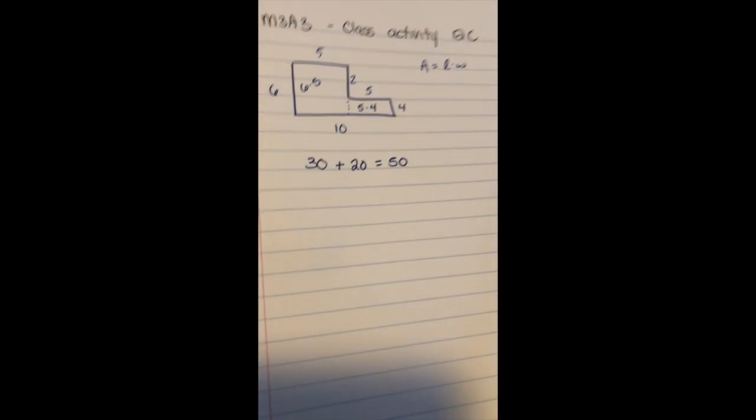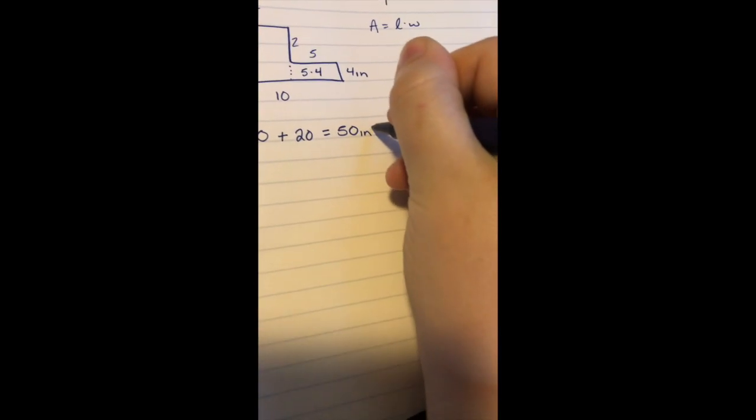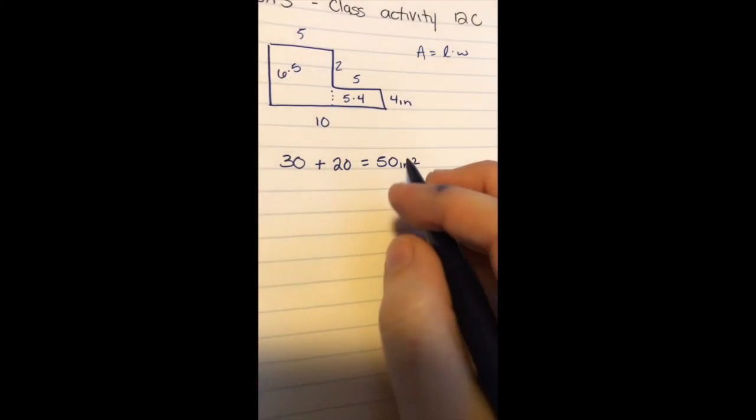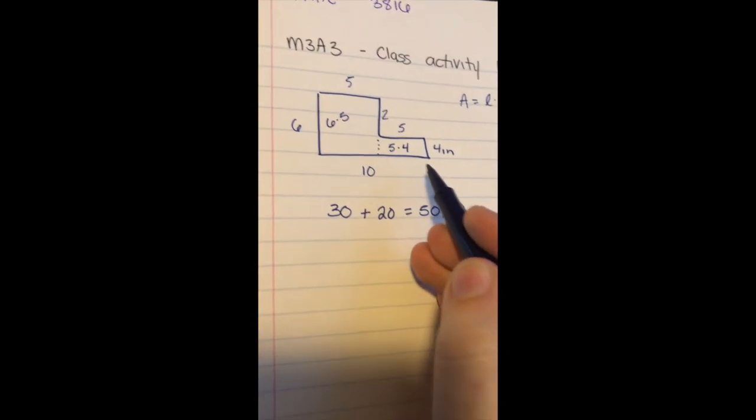Okay, perfect. So our area is 50, and if we were given this in, say, inches, what would our units be? Inches squared. Right, inches squared. And anything with area has the squared, the little 2 on top of it. So that is one method that we can do to find the area of this odd shape.